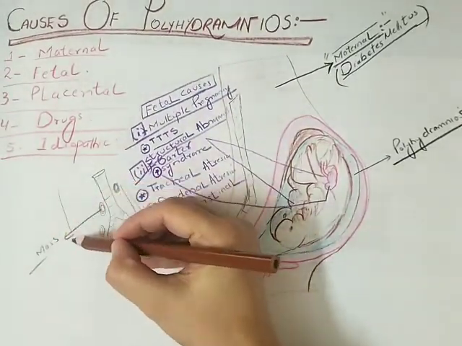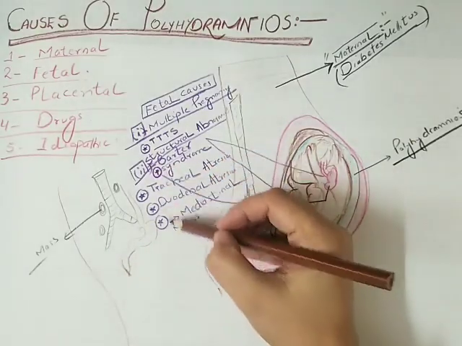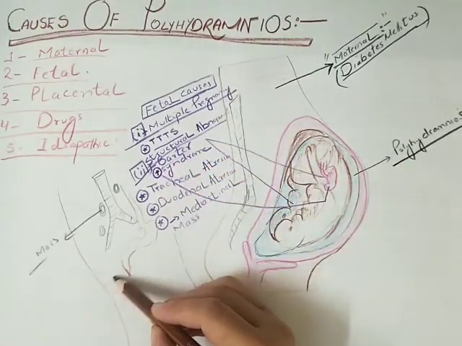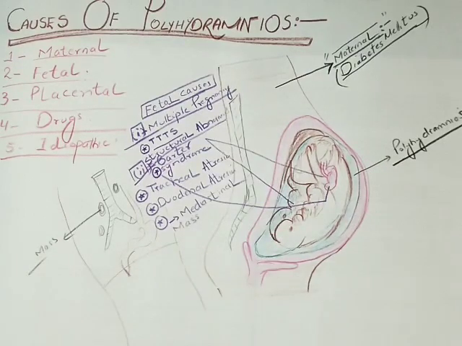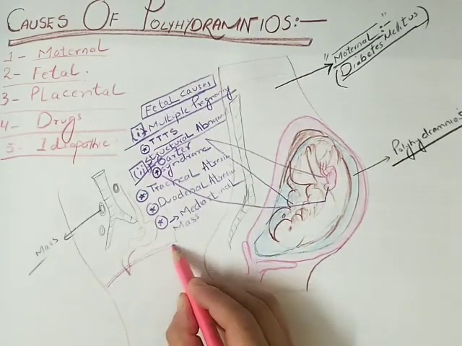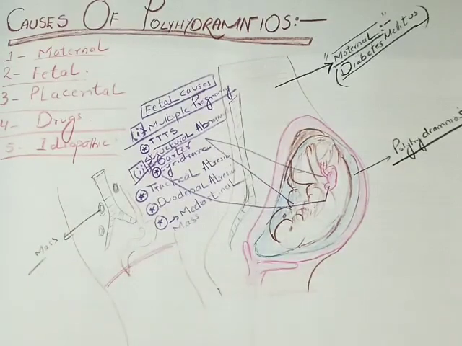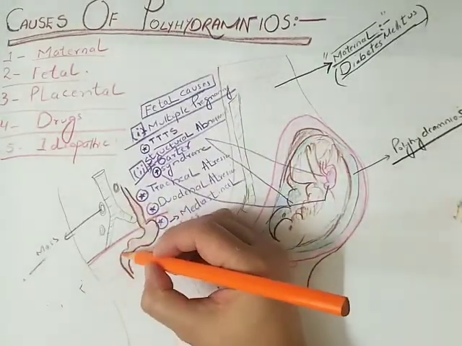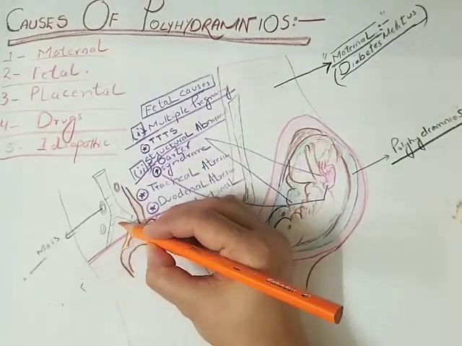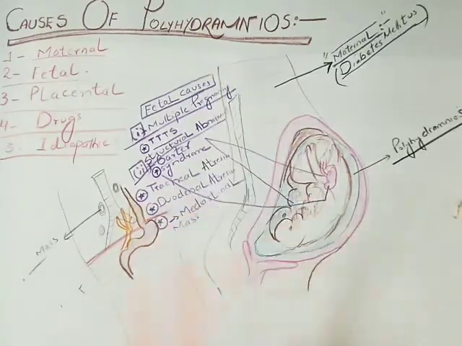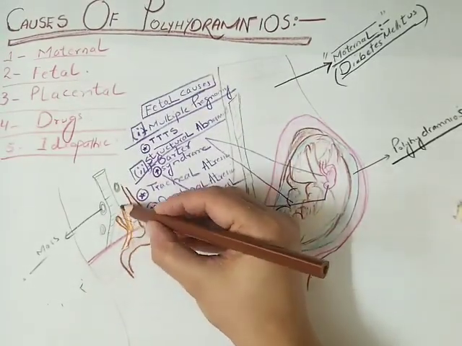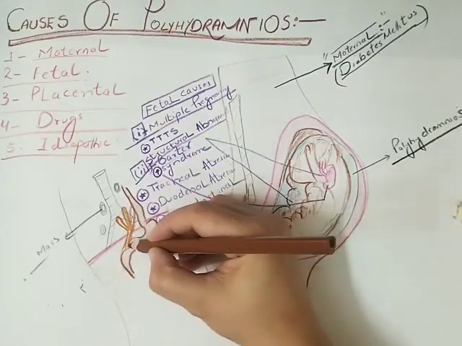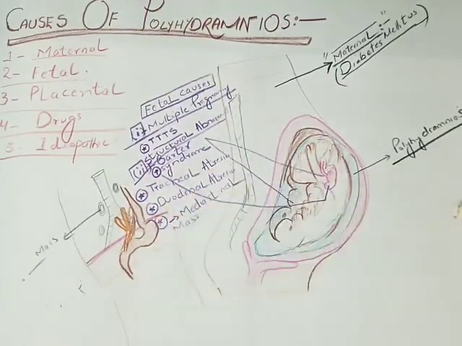Now there is a condition. Okay, this is the chest portion of the baby, and this is the diaphragm basically. There is a condition in which the intestinal or abdominal contents go through the diaphragm into the chest area. This is called hernia, diaphragmatic hernia.